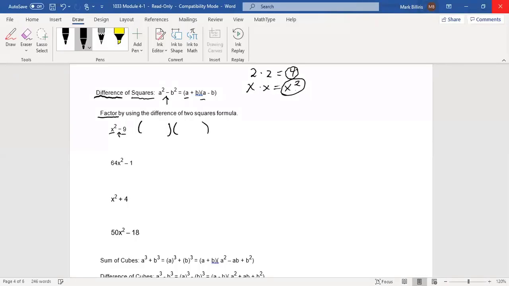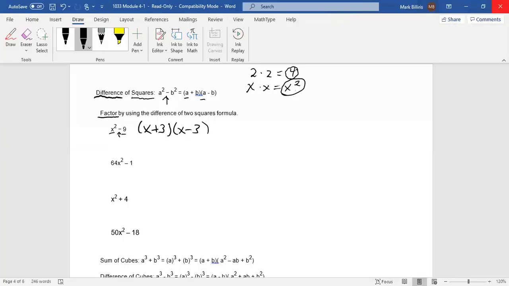So how do we get an x squared? We get an x squared by multiplying x times x. How do we get a 9? We multiply 3 times 3. In order for the product to be a negative 9, one of our factors has to be positive and the other negative. Remember, order doesn't make a difference.